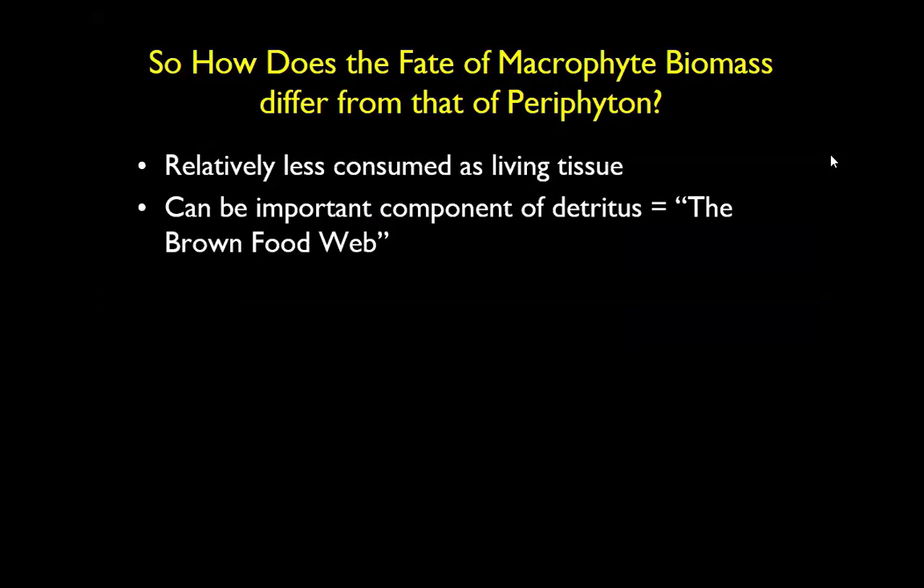So I kind of feel like I've said this already. I did say this already. So these macrophytes, then, relatively less of their biomass is moving up the food web through the grazers, and more of it is entering the food web as detritus through the brown food web.